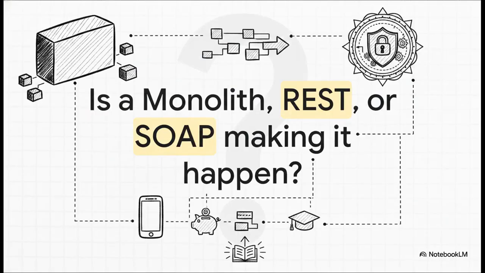We have covered a lot of ground today, from the rigid blocks of monolithic software through the SOA revolution into the strict contracts of WSDL, and finally across the varied toolkit of modern APIs. So I want to leave you with this thought. The next time you tap your phone to transfer money or check your grades online, take just a second and ask yourself, is a legacy monolith, a lightweight REST API, or a highly secure SOAP contract making that happen behind the scenes? That unseen digital infrastructure is literally everywhere once you know how to look for it.